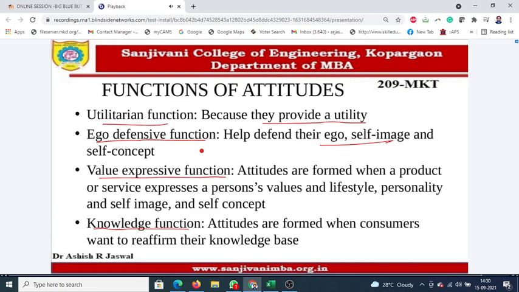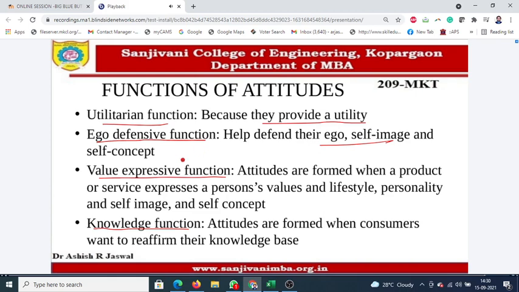Let us try to take that with a very simple example. It supports a person's ego, self-image and self-concept. For example, Rexona deodorant prevents body odor whole day long is an example of ego defensive function.